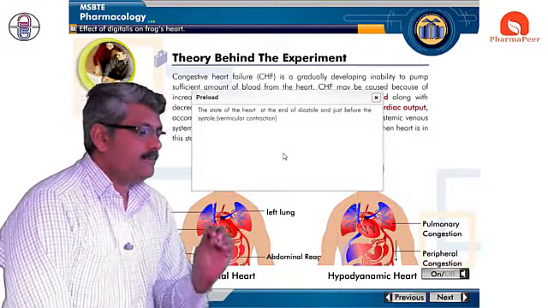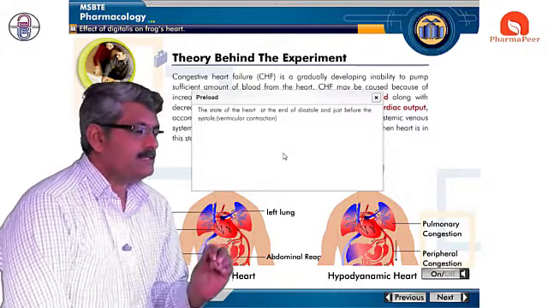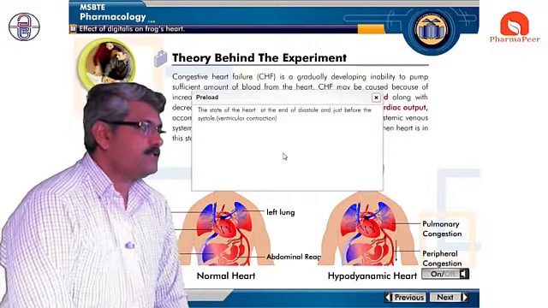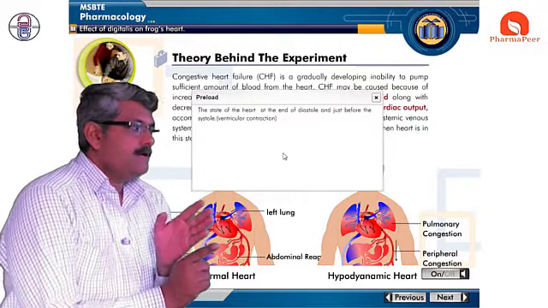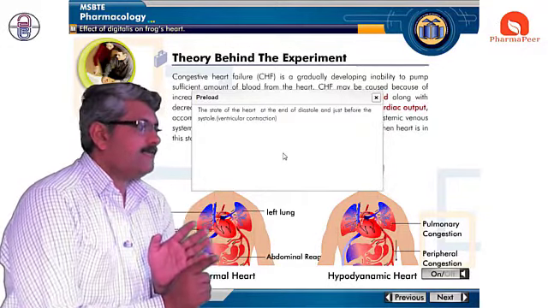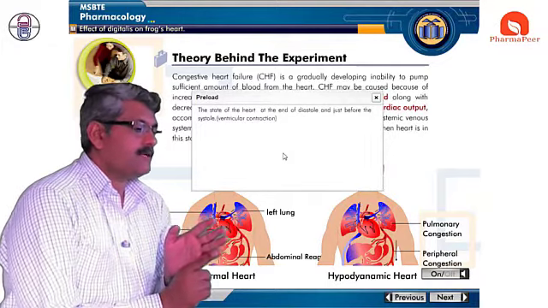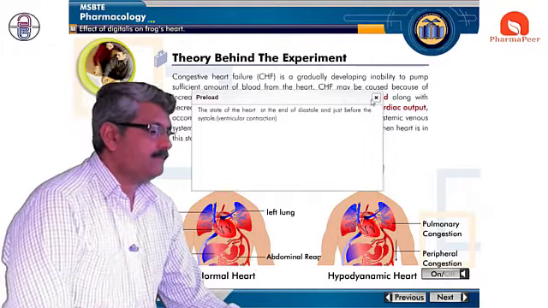So what is preload? Preload is the state of the heart at the end of diastole, that is relaxation, and just before systole. It is the point where the heart is fully relaxed and now starts to contract. That point is called preload.